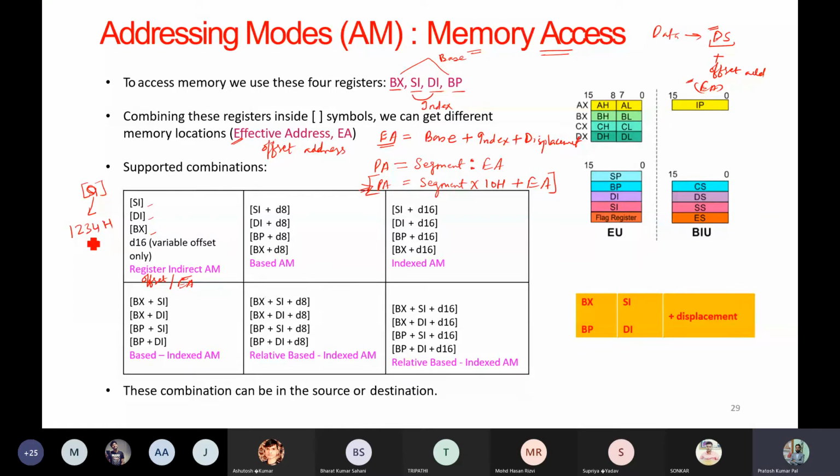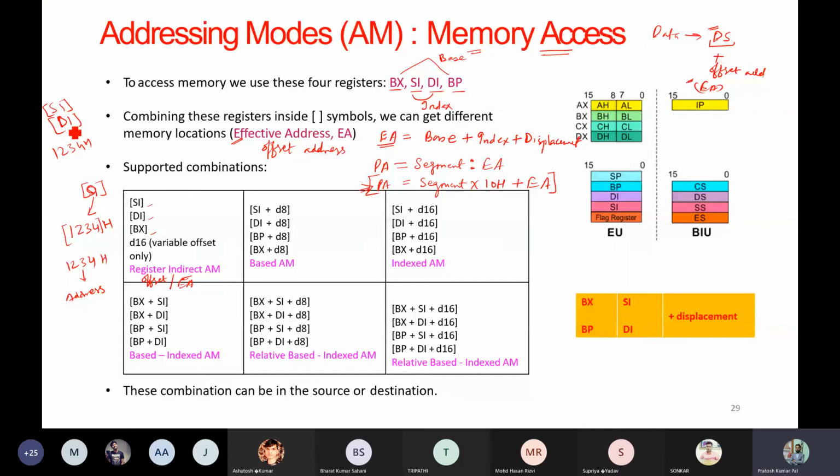This bracket represents that whatever content is inside the bracket will be considered as the address. If it is written like 1 2 3 4 H directly, then it is data. Or if it is written like DI or SI, it is directly the data in this register. But if it is written in brackets, that means whatever content of SI and DI is there is working as an address. So here, if SI is written in brackets, the SI content is considered as the address, and that address will be the effective address.